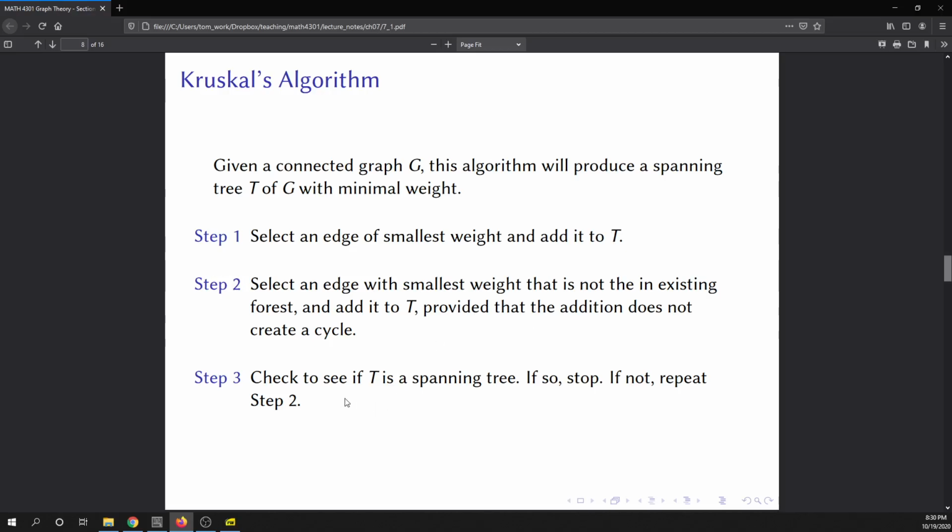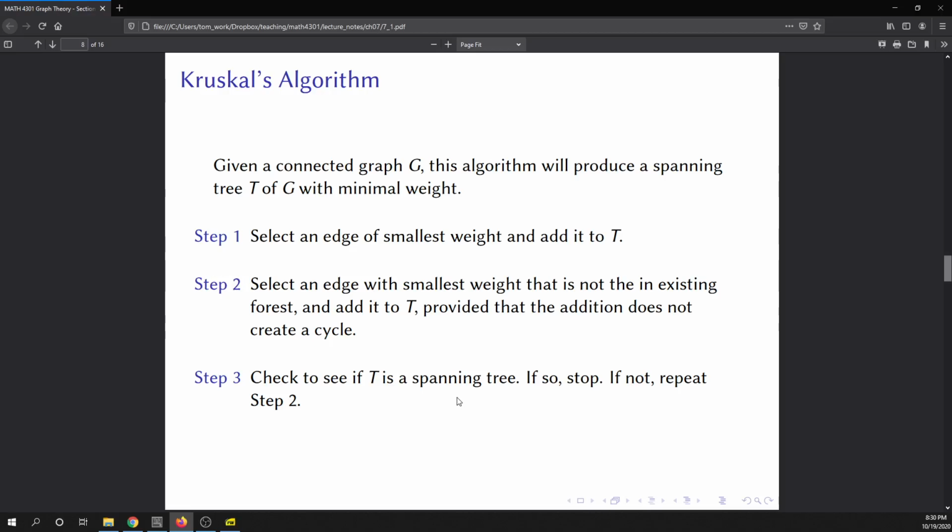All right. Now step 3 says check to see if T is a spanning tree. If so, stop. If not, repeat step 2. Once you have a spanning tree, there's no point in going on any further, right? If you have a spanning tree and then you add any edge to that, it's going to introduce a cycle. So that's just kind of an optimization there: you really don't have to check every edge. You just have to check until you get to a spanning tree.